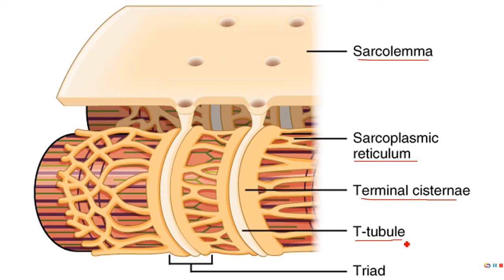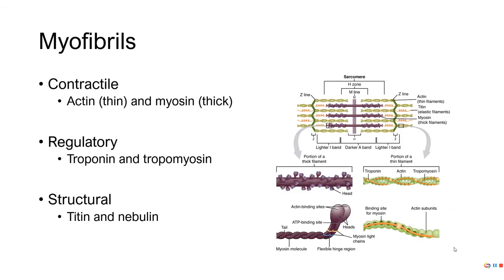And then we've got the T-tubule, and that's basically a big hole. It's actually called an invagination, that goes deep into the muscle cells so that an action potential can travel from the cell membrane down into the muscle cells so that the fibers that are in the middle of a muscle will actually contract. And then we've got the triad, which is where the T-tubule, the sarcoplasmic reticulum, and the terminal cisternae all come together.